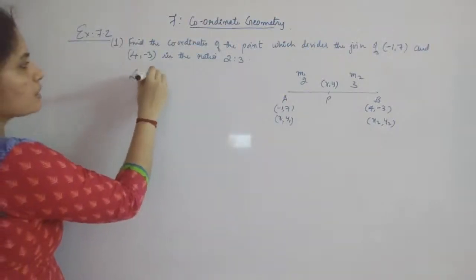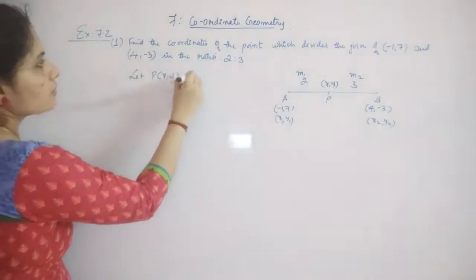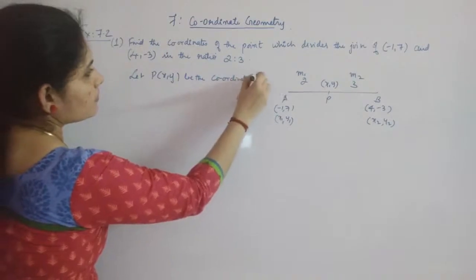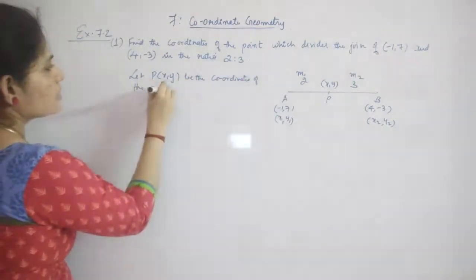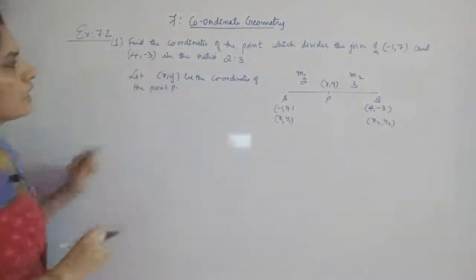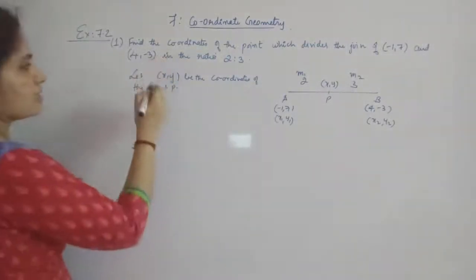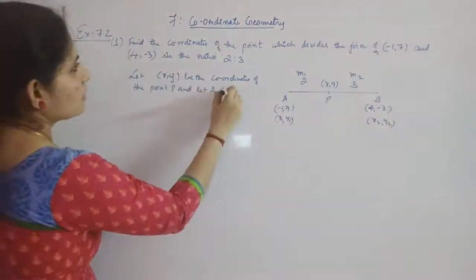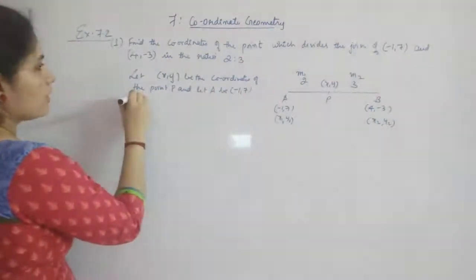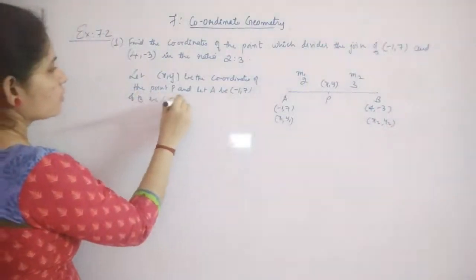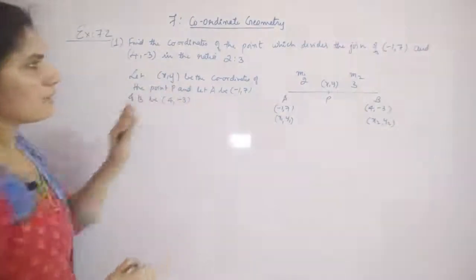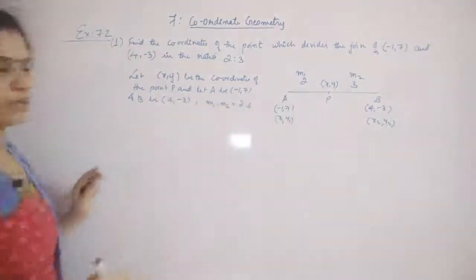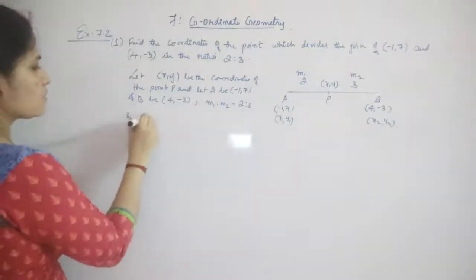First you will take, let P of x comma y be the coordinates of the point P, and let A be -1 comma 7 and B be 4 comma -3, and you have M1 is to M2 given to be 2 is to 3. Now we are just using the section formula.